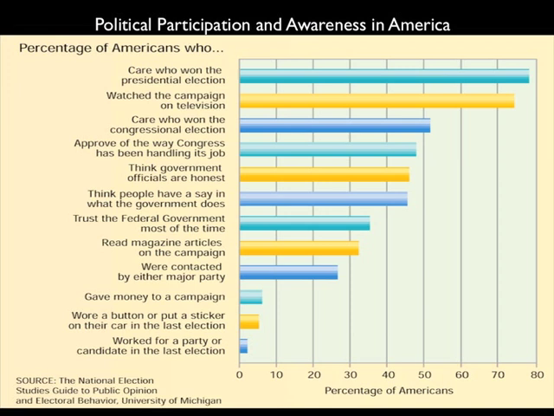Political participation and awareness in America. Percentage of Americans who, from top to bottom: care who won the presidential election, at the highest; watch the campaign on television; care who won the congressional election; approve of the way Congress has been handling its job; think government officials are honest; think people have a say in what the government does; trust the federal government most of the time; read magazine articles on the campaign; were contacted by either major party; gave money to a campaign; wore a button or put a sticker on their car in the last election; and at the bottom, worked for a party or a candidate in the last election.